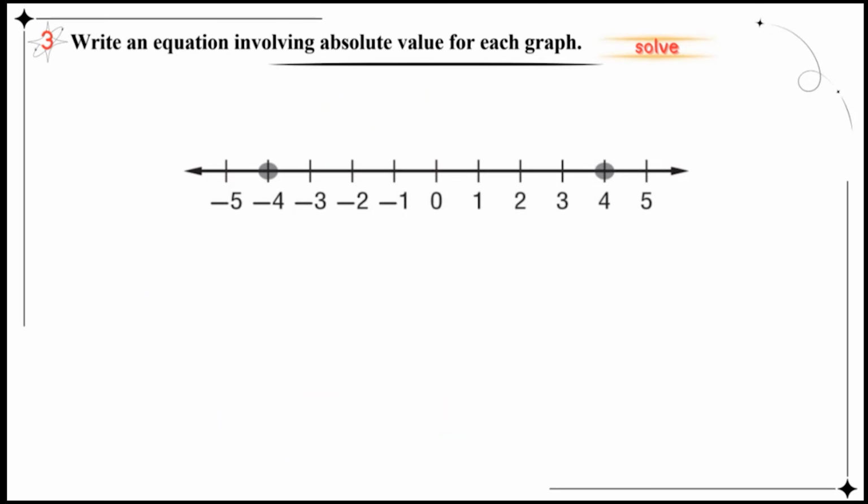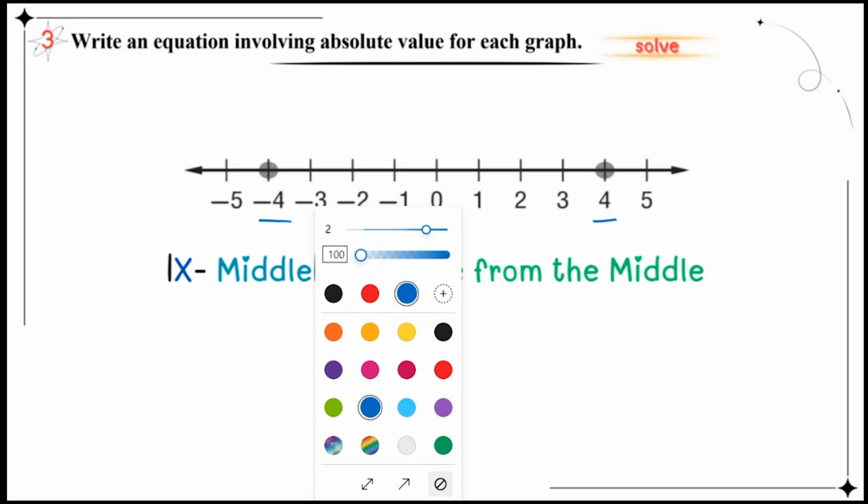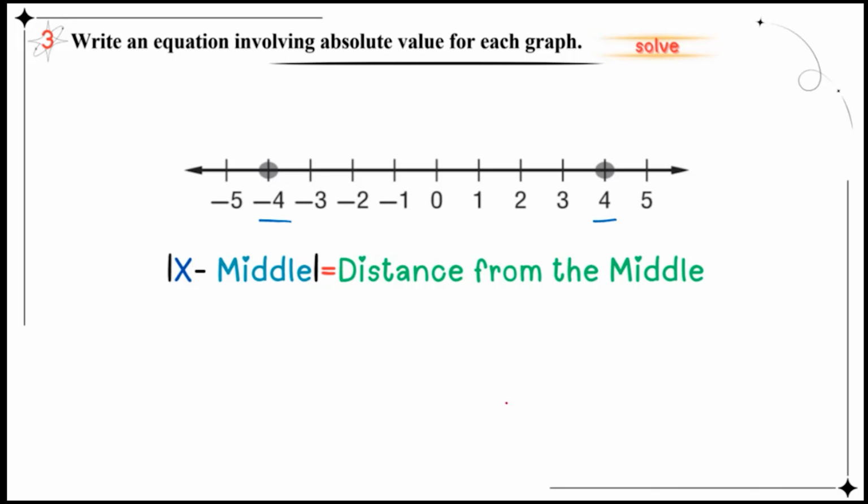Question number 3. It asks you the same, writing an equation involving absolute value. Where are the solutions here? We have 4 and negative 4. First, we should write the formula. We need to find the middle. Where is the middle here? With 4 and negative 4, the middle will be 0.